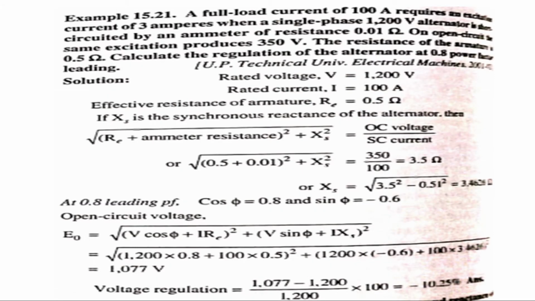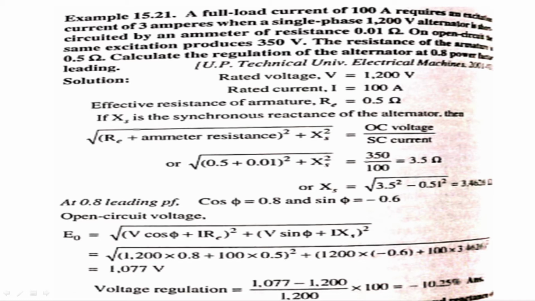Next numerical: a full load current of 100 amps requires an excitation current of 3 amperes when a single phase 1200 volt alternator is short circuited by an ammeter of resistance 0.01 ohms. On open circuit, the same excitation produces 350 volts. The resistance of the armature is 0.5 ohms. Calculate the regulation of the alternator at 0.8 power factor leading.